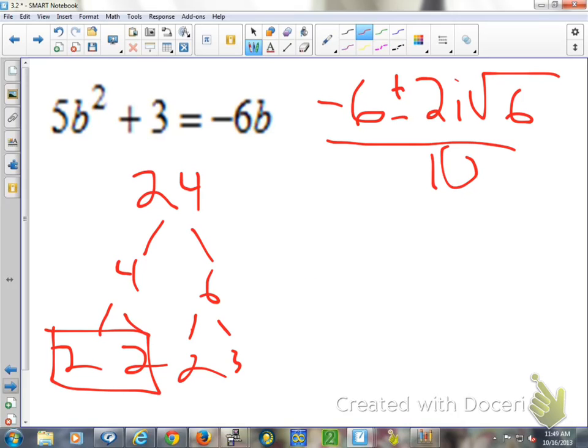At this point, we're almost done. There's only one thing we can do. 6, 2, and 10 are all reducible by what? 2. Yeah, you can divide all those by 2.